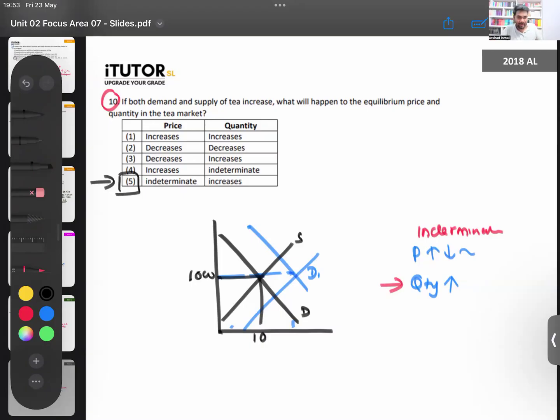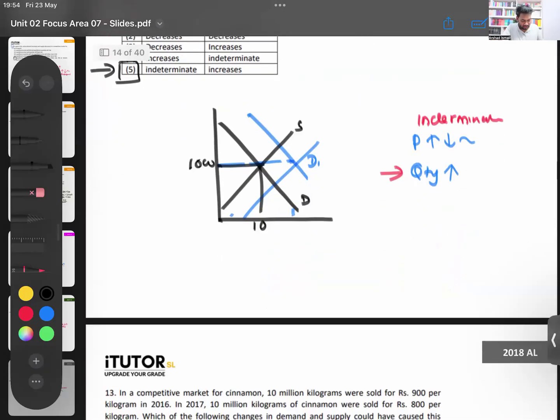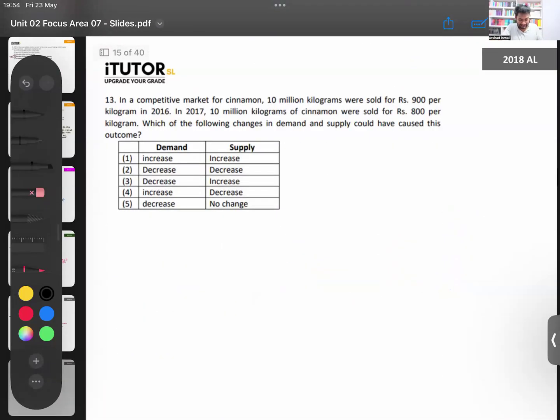Now, these kinds of things, you have to get the logic. It's not about memorizing this. No, you don't have to think about elasticity. It's not needed. You can just draw normal demand and supply. Even if you think of elasticity, that doesn't mean your answer will change. Now, then 2018 question 13. We'll do the MCQs and then I'll give you a break.